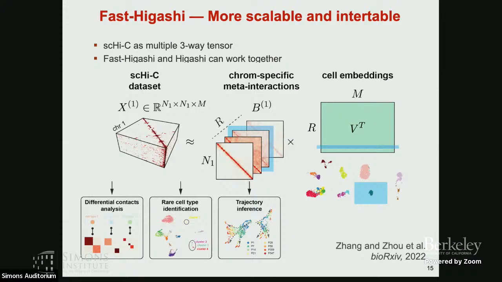You can use fast Higashi as initialization for Higashi, because Higashi itself is slow, but the imputation itself we think is more advanced than the component that we implement in fast Higashi. So again, if you have interest, please check out the bioRxiv now.